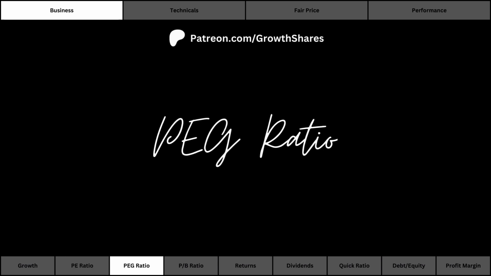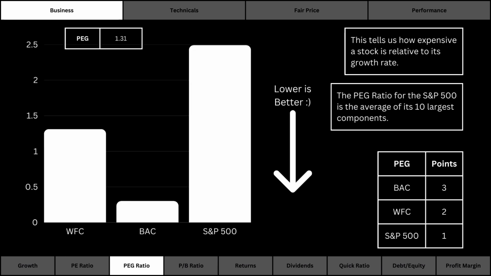PEG ratio. This tells us how expensive a stock is relative to its growth rates. We ideally want a PEG ratio below 1, but it's a PEG below 3 that's good enough.